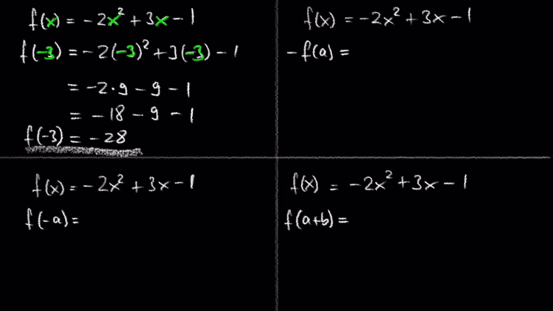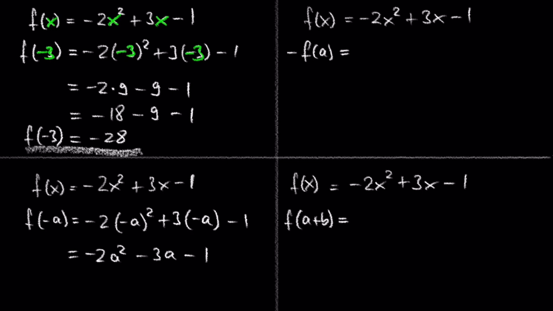In the next example, we have to plug in negative a. This is also very simple. So we can write negative 2 times negative a squared plus 3 times negative a minus 1. Negative a squared is a squared. 3 times negative a is negative 3a. So we get f of negative a equals negative 2a squared minus 3a minus 1.